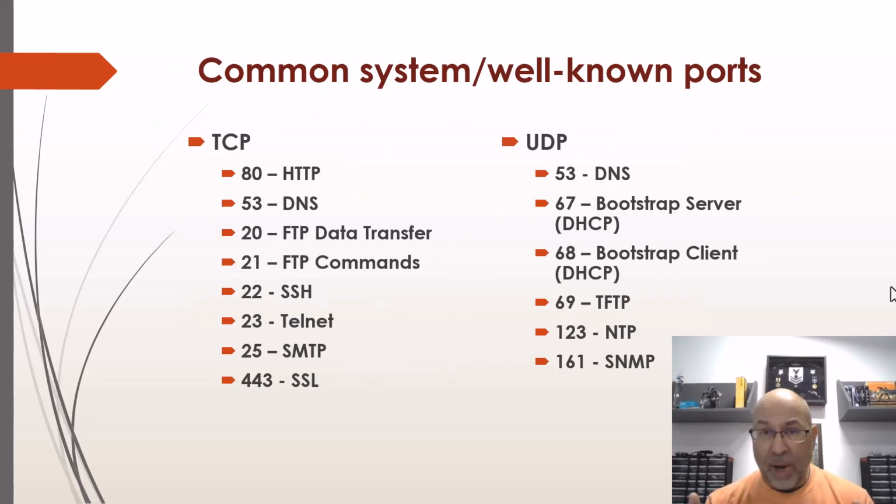Now, there are a whole bunch of services that we use on a regular basis. On the TCP side, we have HTTP, and sometimes DNS will be on the TCP side as well. Usually, DNS will be UDP. FTP, the control and data ports, SSH, Telnet, Simple Mail Transfer Protocol, SSL, they're all on the TCP side. DNS and DHCP are typically going to be on the UDP side. TFTP, Network Time Protocol, Simple Network Management Protocol, all on the UDP side. That's because these are short conversations and we're not sending long streams of data.